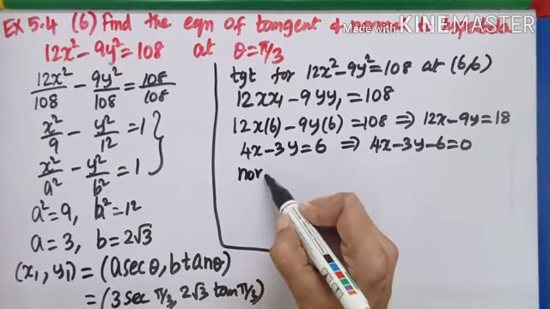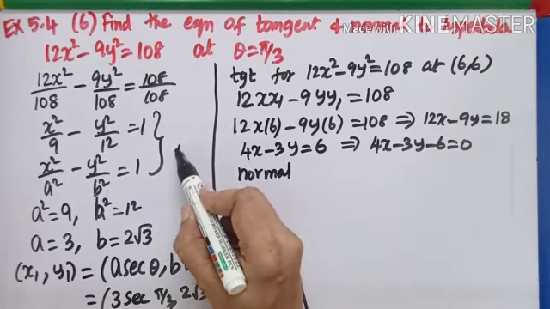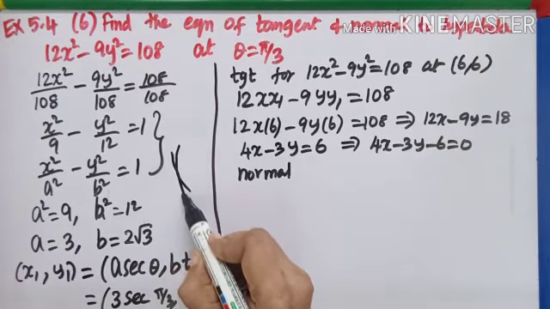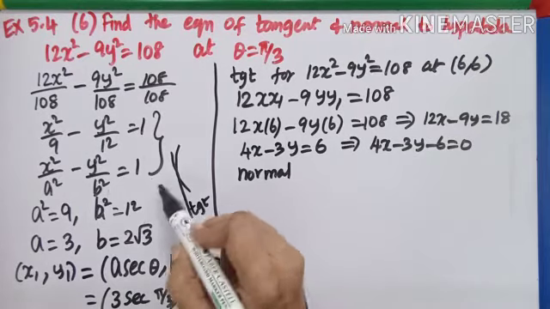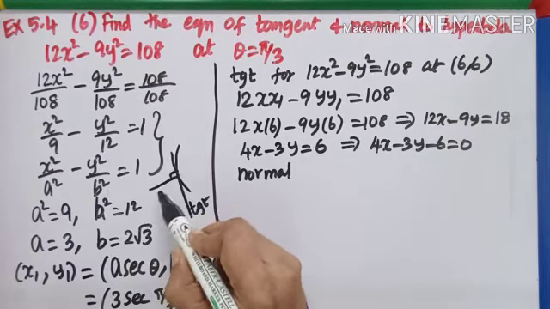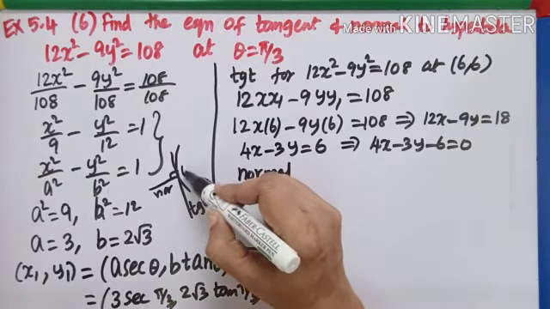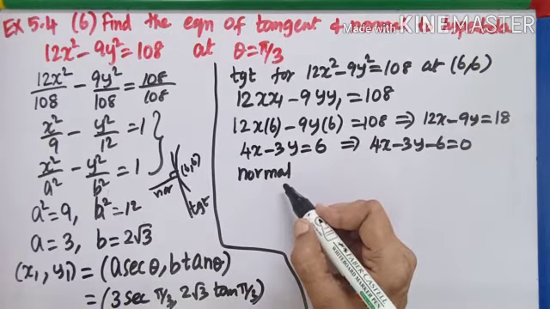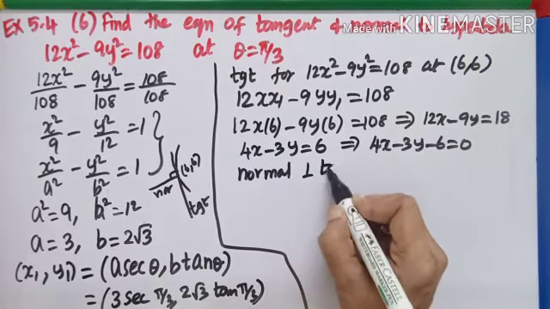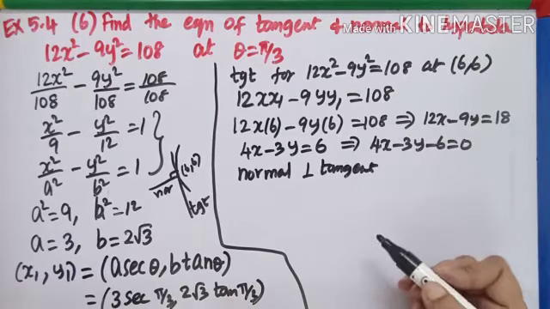Now, we need to proceed to the normal. A curve is there and a tangent cuts like this way. So, this is a tangent. Normal is a line perpendicular to the tangent at the point 6, 6. So, normal equation will be, when I say it is perpendicular to the tangent, interchange the coefficients.